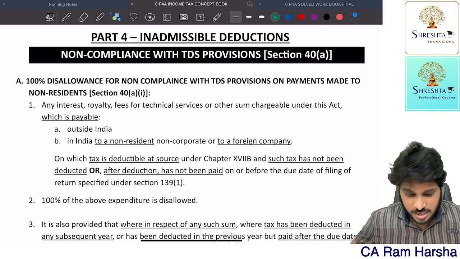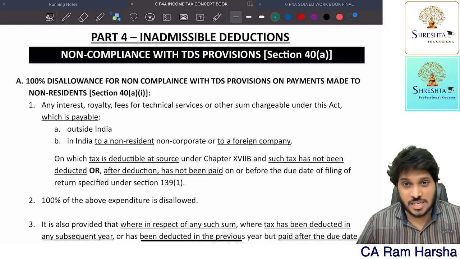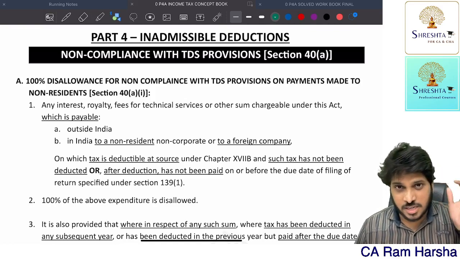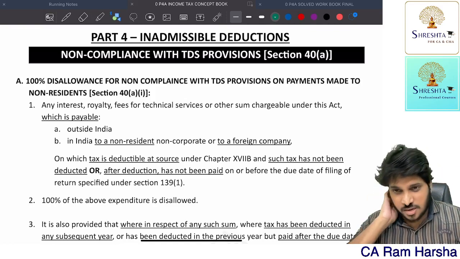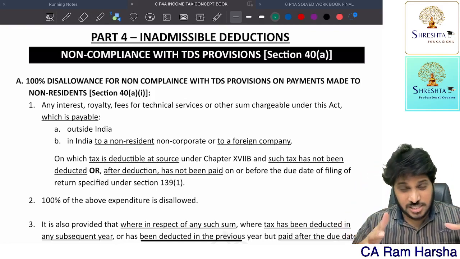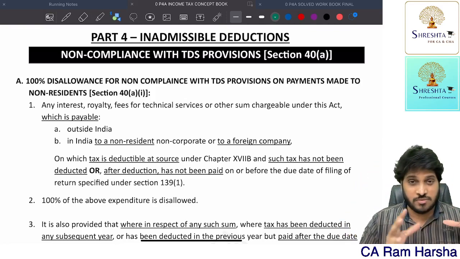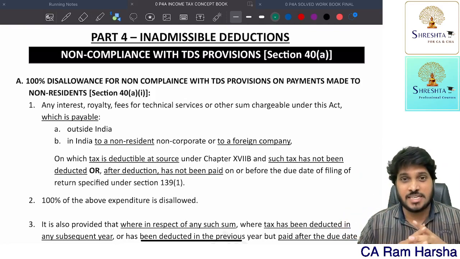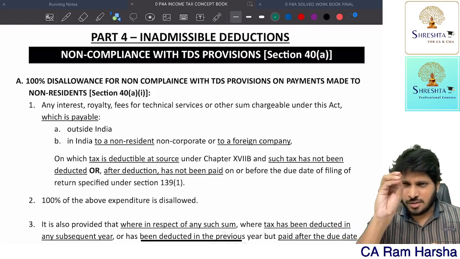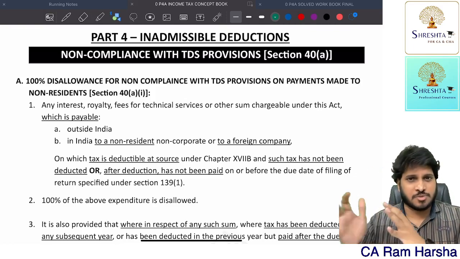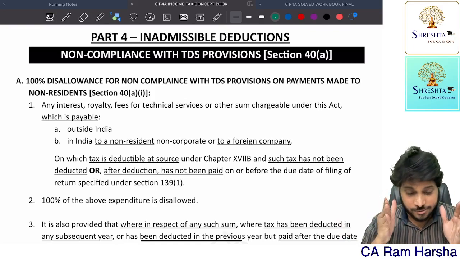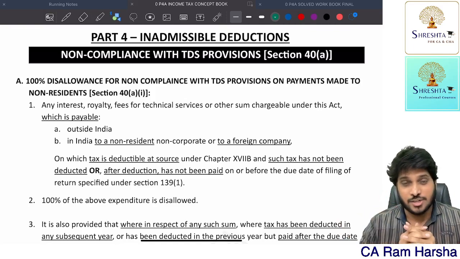So the next part in our PGBP chapter, the discussion is inadmissible deductions. In the previous section, we have completed all the deductions. 37 is what we discussed. With that, all deductions related sections we have covered except very few points which I will discuss subsequently. Now let us focus on inadmissible deductions.